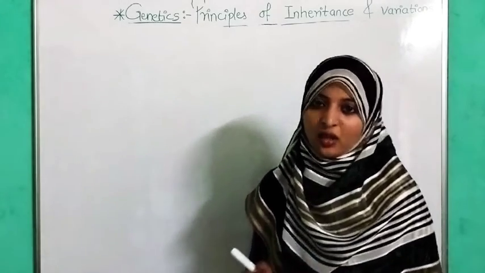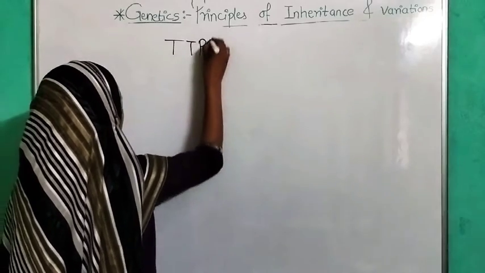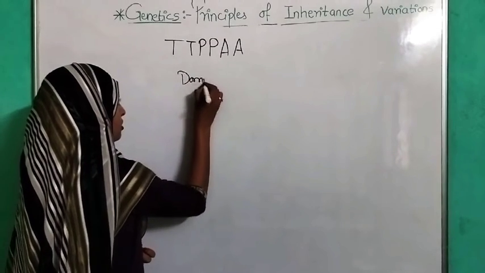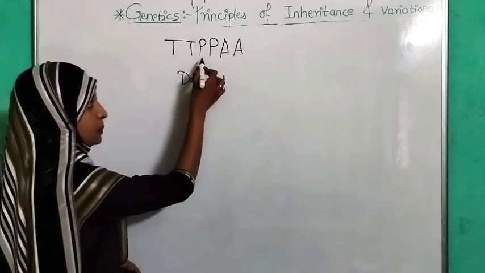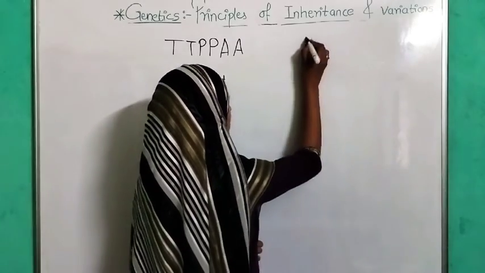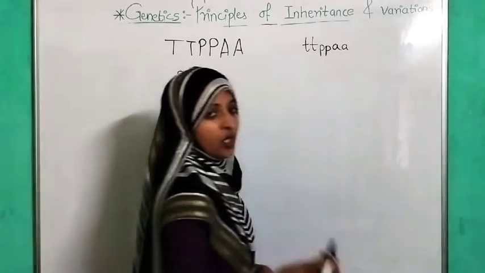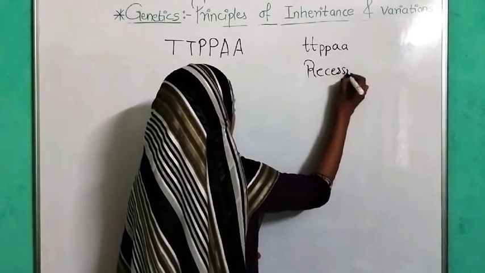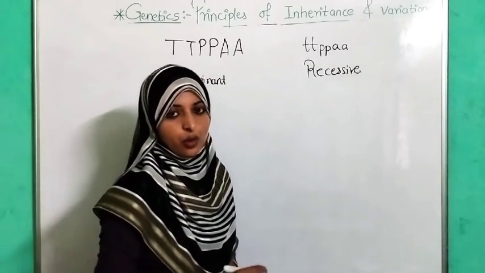So we are going to write here the characters: capital T, capital T, capital P, capital P, capital A, capital A. This is the dominant condition. Homozygous dominant means a tall plant with purple flower and axial position. Next we take small t, small t, small p, small p, small a, small a. This is the homozygous recessive character, which means a dwarf plant with white flower and terminal position.